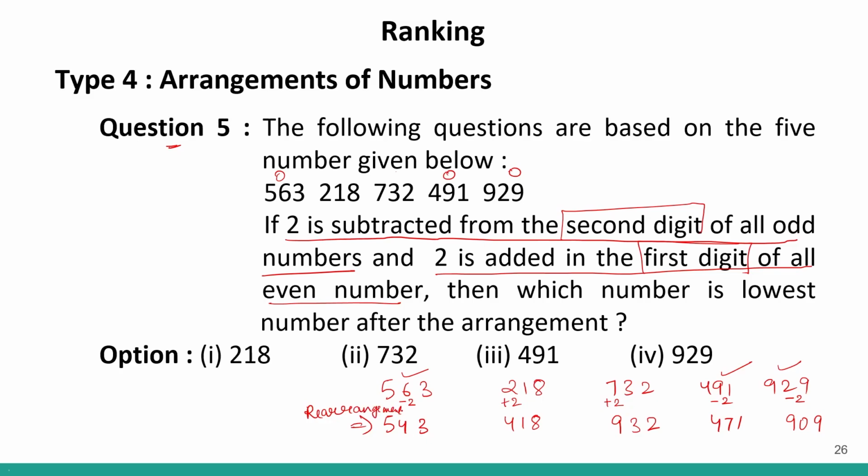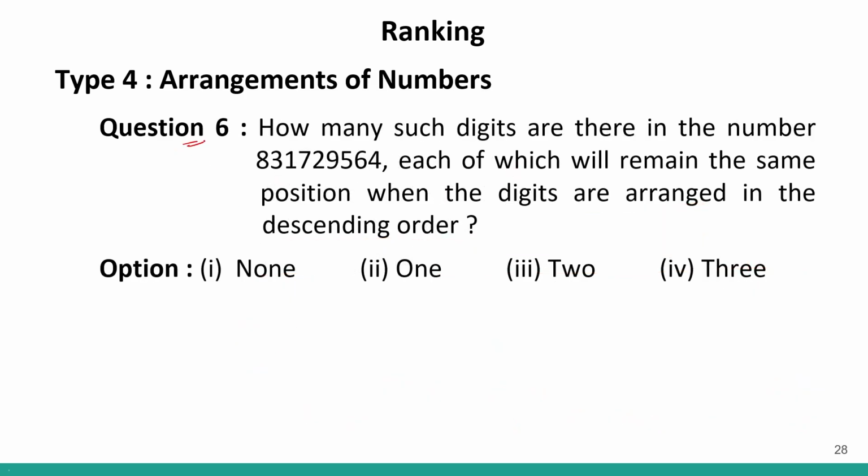Okay, now we have to answer which number is the lowest number after the arrangement. The lowest number is definitely 418. Correct? The lowest number is 418 and 418 corresponds to 218. So basically, if we carry out operations on 218, we get 418. Therefore, the lowest number after the arrangement will be 218. This will become the lowest. Clear? Now, question number 6.